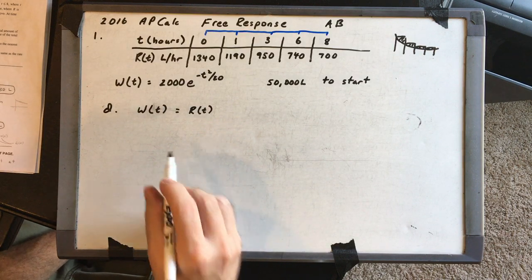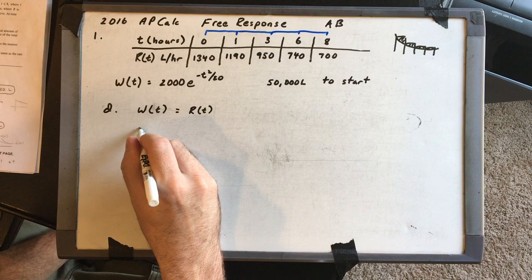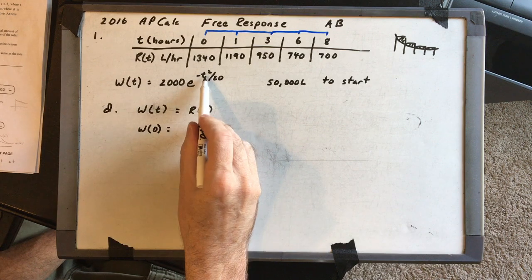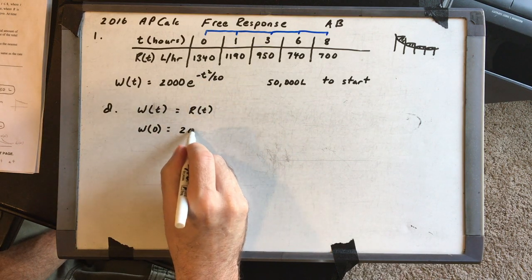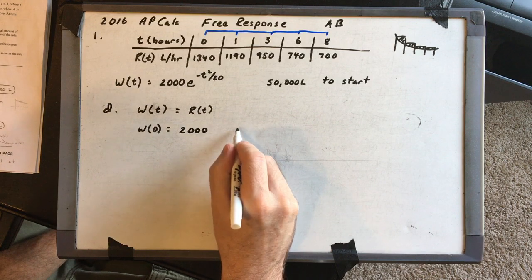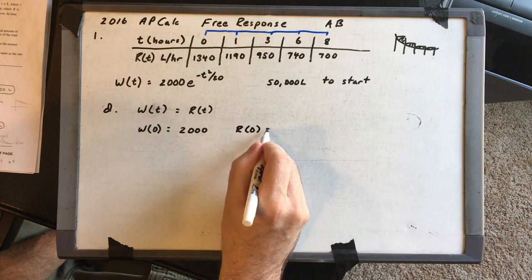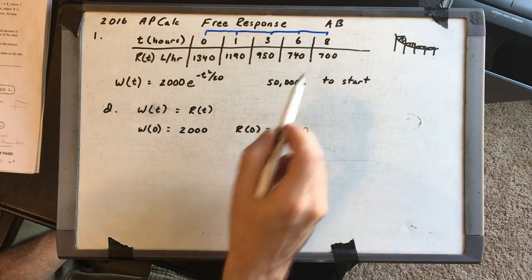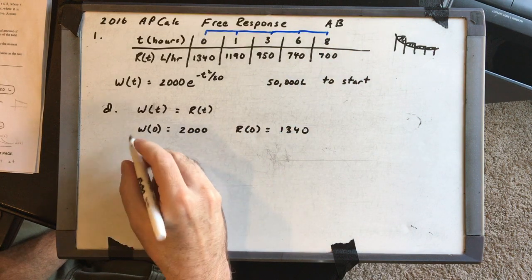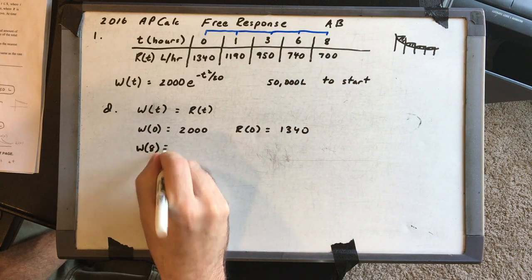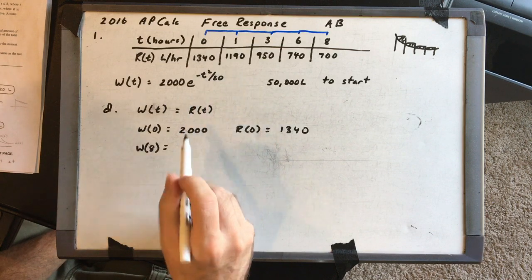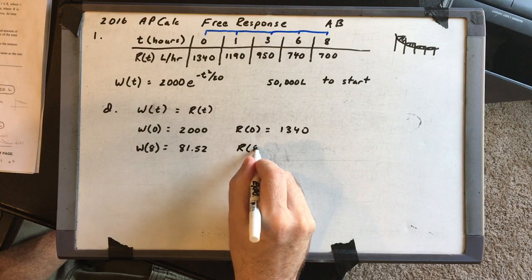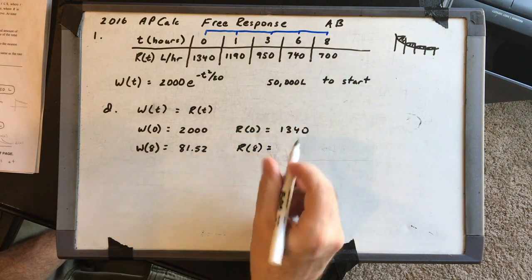Well, first of all, let's figure out W of 0. If you plug 0 in for t there, that's just going to be 2,000. And R of 0, according to the table, is 1340. And then let's take a look at time 8. W of 8, plug in 8 there, you get 81.52. And R of 8, you can look right at the table, is 700.